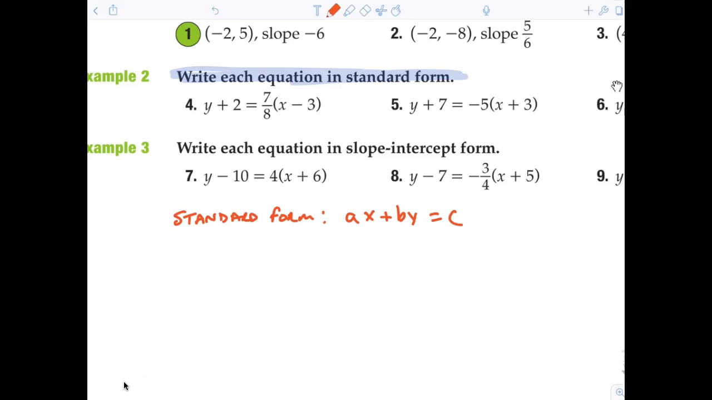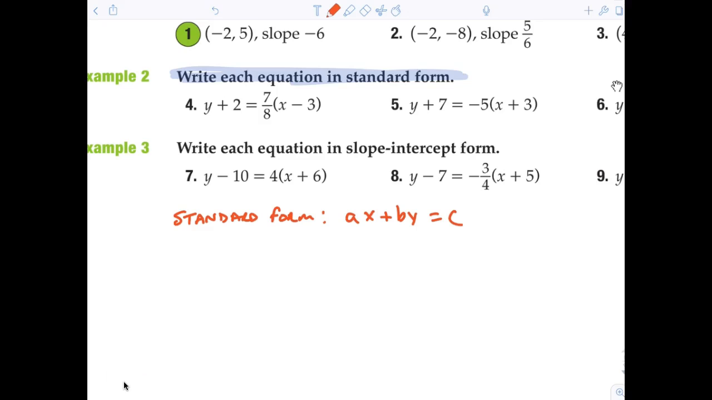I don't know of a single advantage to writing it in standard form. That's why most standardized tests don't give it to you in standard form. Everybody hear me? It doesn't give you the slope. It doesn't give you the y-intercept. It doesn't give you the x-intercept. It doesn't give you anything. But for some reason, they call this standard form.